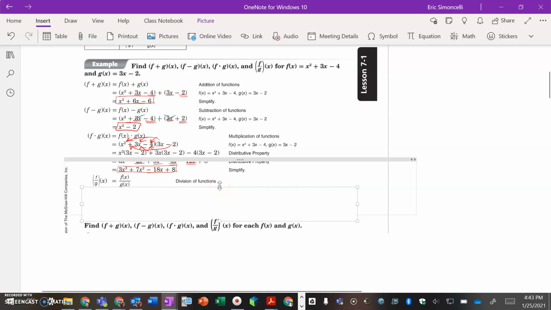We'll talk about that more later, but just keep in mind how the quotient operation impacts various problems. All right, so we're going to go ahead and write it as the quotient.